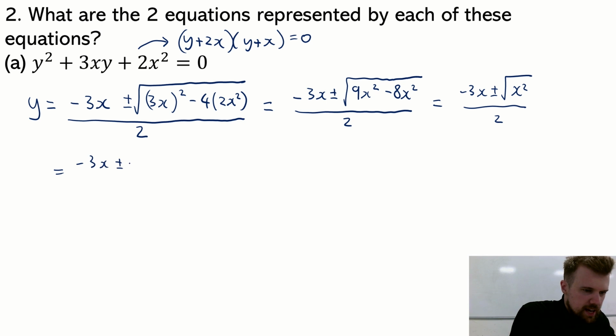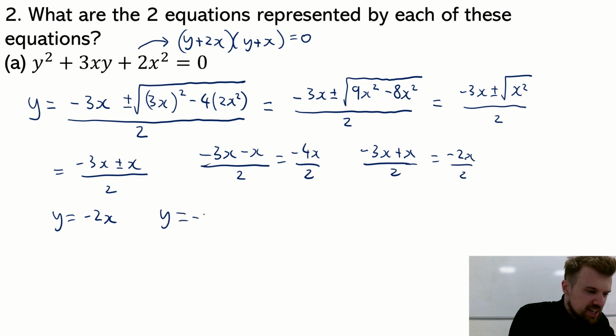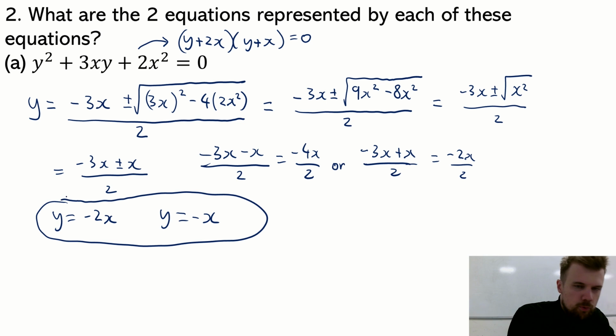So, therefore, we end up with two graphs. We either end up with minus 3x minus x all over 2, which is, of course, minus 4x over 2, which is, of course, minus 2x. So y equals minus 2x is one of the graphs. Or you alternatively might have minus 3x plus x all over 2, which is minus 2x over 2, which is y equals minus x is the other graph we have. Nice. So there we go. Those are the two separate graphs represented by that one equation.